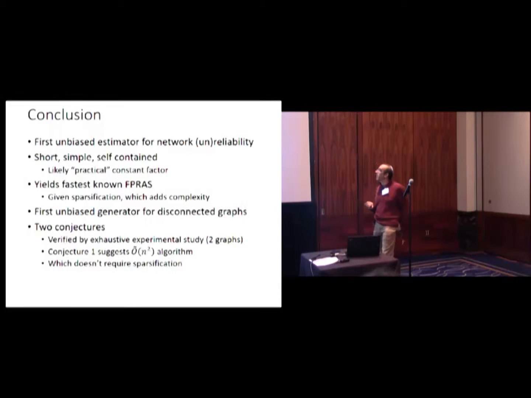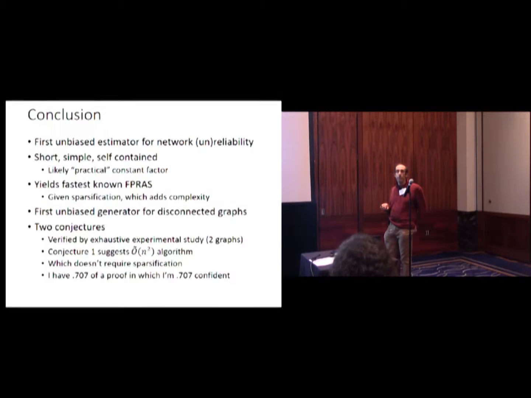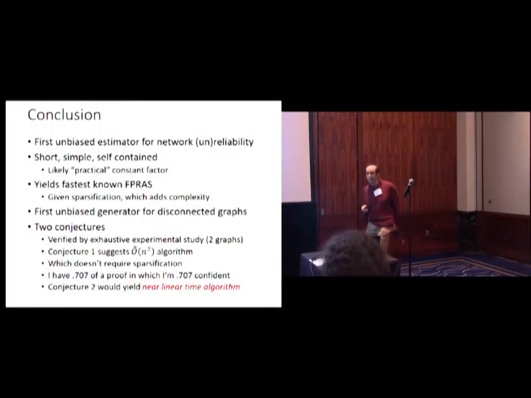So that's the conclusion. I gave the first unbiased estimator for network unreliability. I gave a short, simple, self-contained proof of its correctness that suggests a pretty small constant factor, and so it yields the fastest known FPRAS. I gave a generator for disconnected graphs, and I presented you with a pair of conjectures. The first suggests a quadratic time algorithm, which would already be a nice improvement, and one that doesn't require sparsification, which is why I didn't talk about it. I have about root 1/2 of a proof, of which I am root 1/2 confident in. If I ever have a chance to write it down, that will go up. I don't know anything about conjecture 2, and I'm really excited about it because it would be a linear time algorithm. Thanks very much.